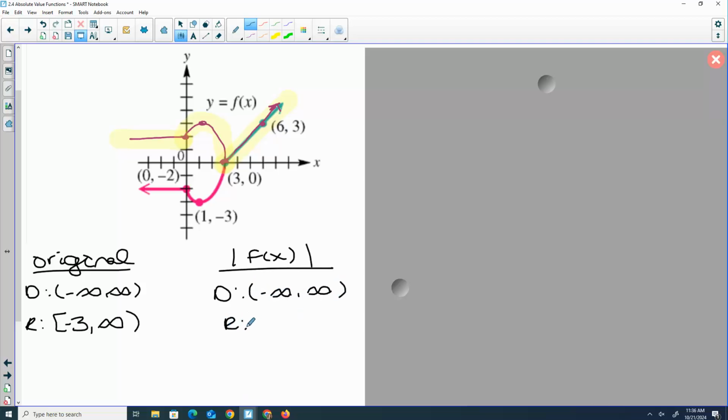Range, what's the range of my new function? Starts at 0 and goes to infinity, because absolute value always gives us positives. Okay, so when you do the absolute value, your range will become 0 to infinity. Domain doesn't change. Let's do one more of those.